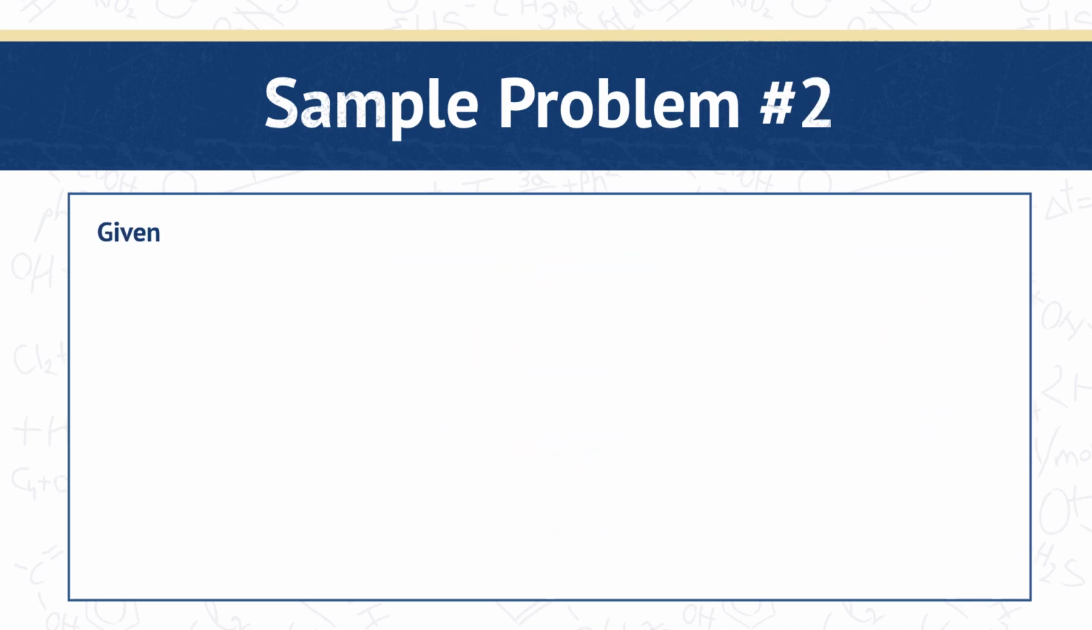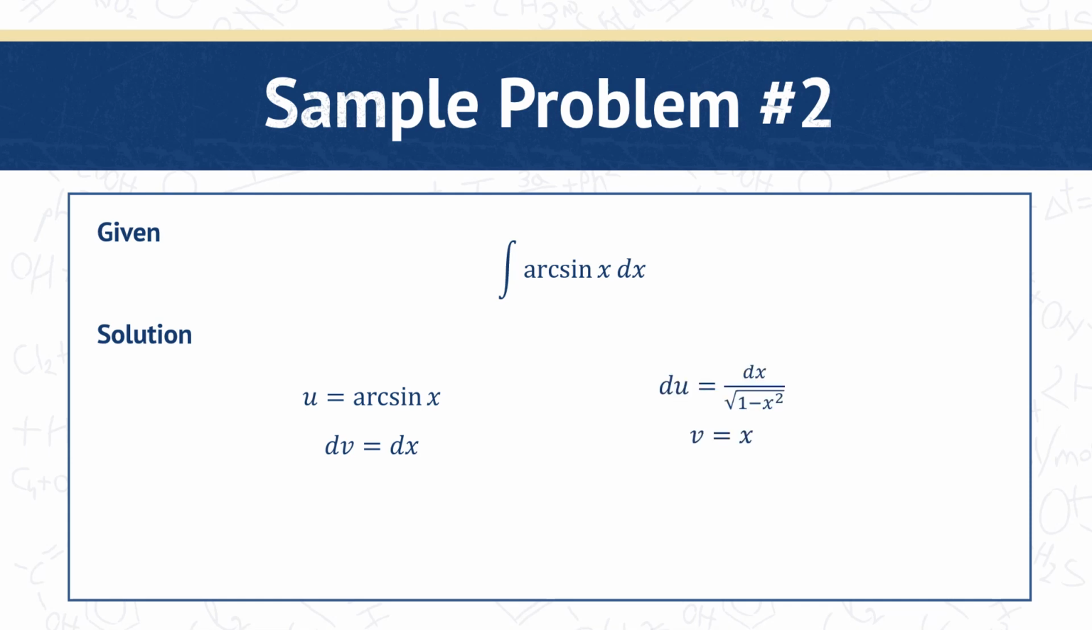Let's move on to sample problem number 2. Here, we have the integral of arcsine x dx. Again, we first identify u and dv. Our u is arcsine x, which is an inverse trigonometric function. And our dv is whatever is left, so that's going to be just dx. Differentiating u and integrating dv, we get du equals dx over square root of 1 minus x squared, and v equals x.